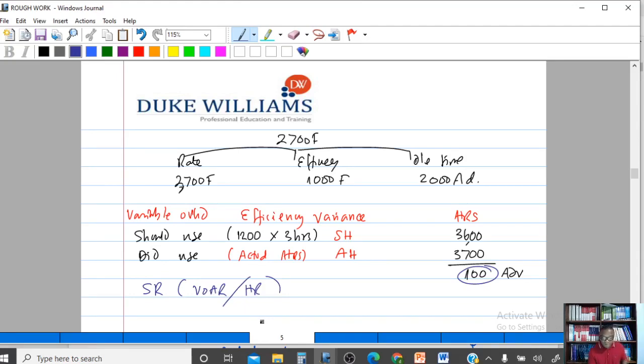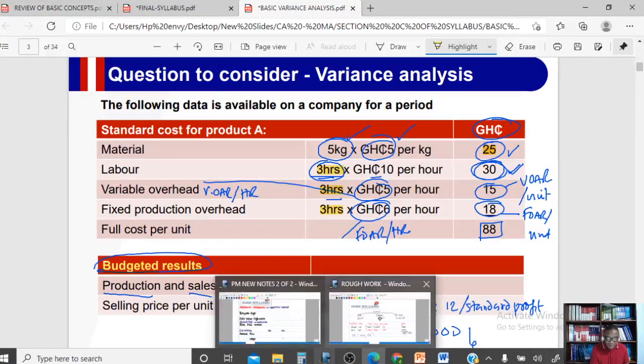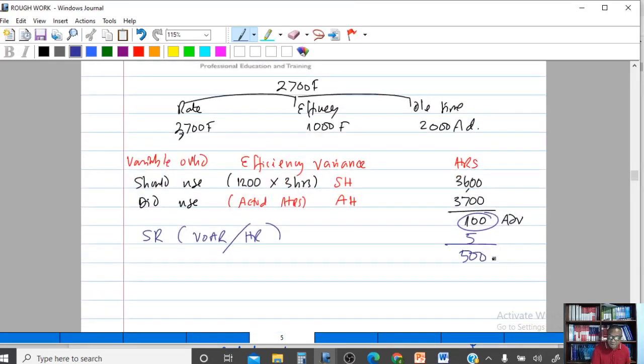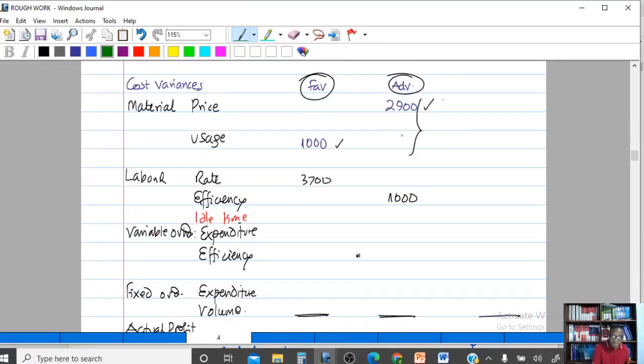So not the labor rate, but the efficiency in terms of hours is the same. The variable overhead absorption rate per hour is 5. So 5, and this then gives me a value of 500 adverse. Same formula as you can see: standard hours, actual hours, standard rate. But don't forget, this standard rate is not the labor rate, but the variable overhead absorption rate per hour. So I can put that here, 500 adverse.